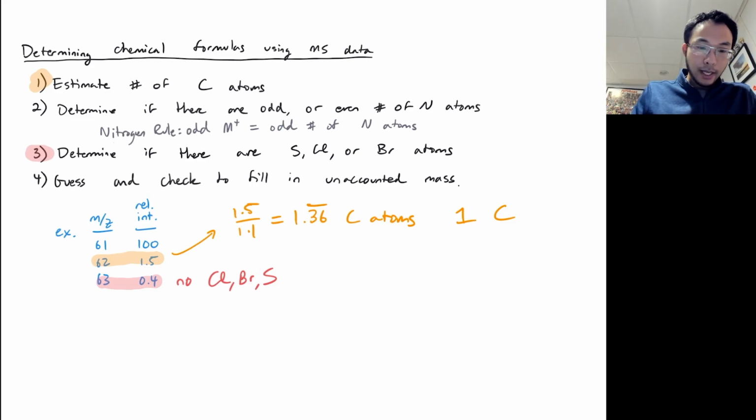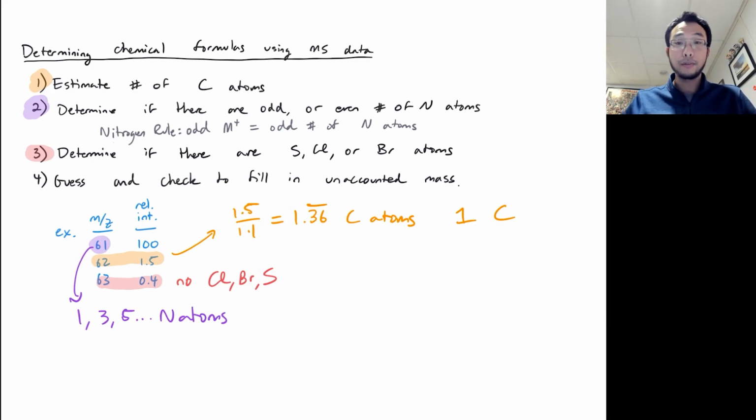And then we have the nitrogen rule here, and so clearly we're dealing with an odd molecular ion, and so that tells us we should have 1, 3, 5, etc. nitrogen atoms, right? So we don't know right now if it's 1, 3, or 5. That's actually a lot of information. So what we want to do now is to try to figure out how much mass we've accounted for and how much we're missing. So we start off just by using our knowns, right?